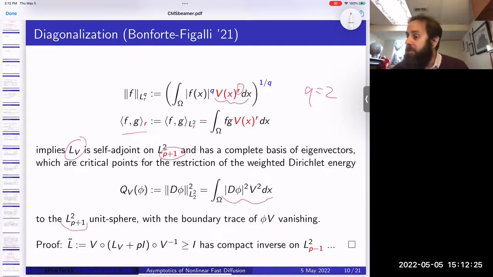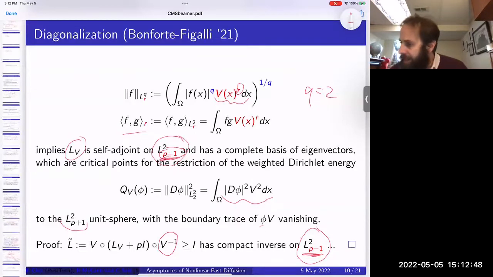And the boundary condition is not that the eigenfunction vanishes, but rather the eigenfunction times v vanishes. Basically, in some sense, the way Bonfort and Figali prove this, they don't actually work on this weighted space. They work on this space here. So the weight is a little bit smaller.